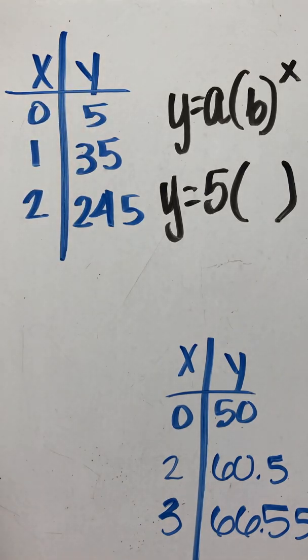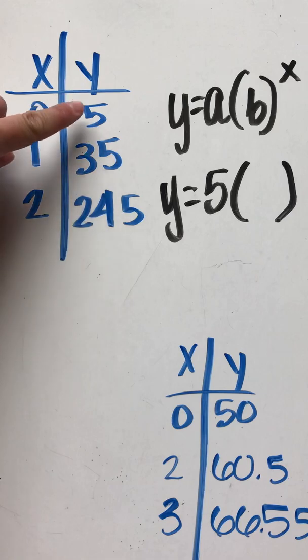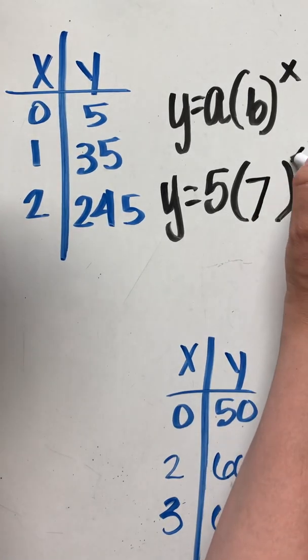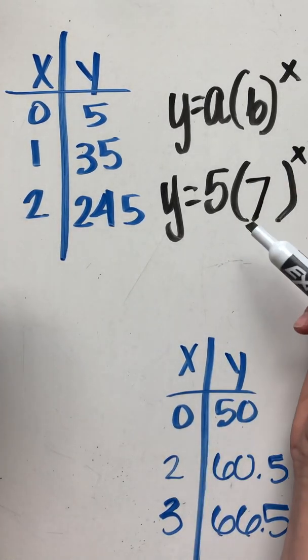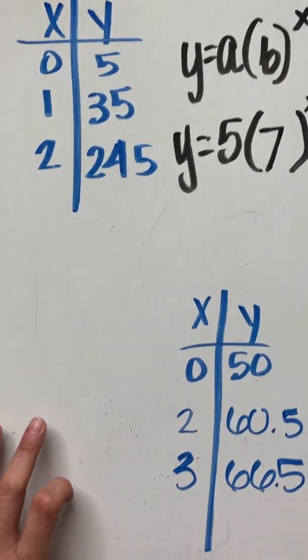Now some of you guys can do this in your head, and if you can't, you can work backwards. The opposite of multiplication is division. So 35 divided by 5 is 7. So there's my answer. Y equals 5 times 7 to the x power.